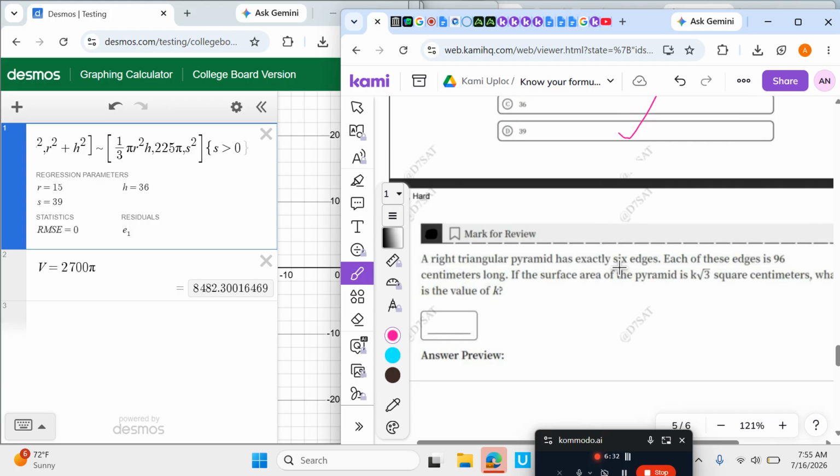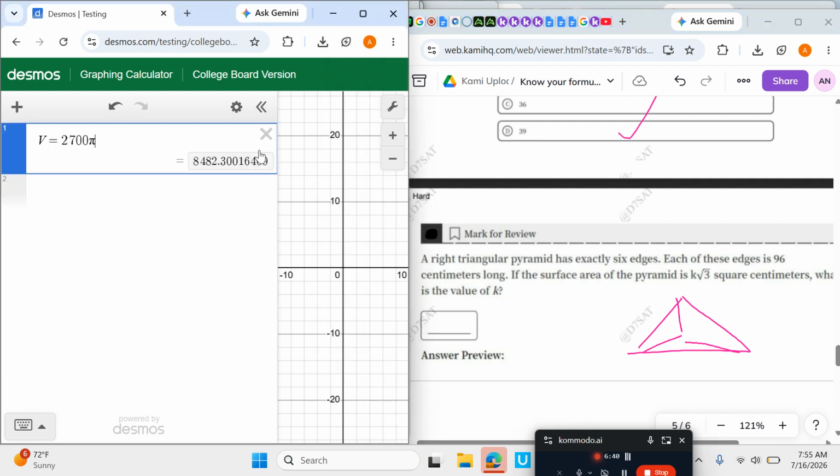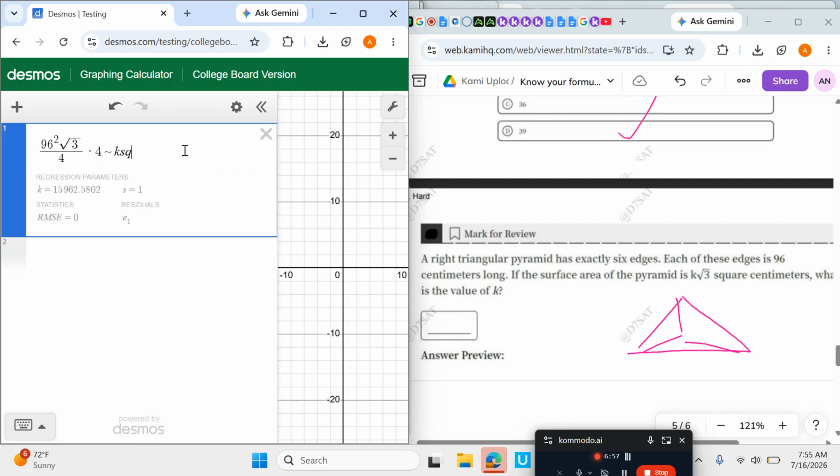Okay, a triangular pyramid has exactly 6 edges, so you have to realize all of them are going to be equilateral. Okay, so that's the key, guys. And we have 4 faces. So you see how easy it is if you know the formula. Look. I have that 96 squared root 3. That's one of them. Then I have 4 faces, and that is going to total equal k squared root 3. Okay, great. So what is k? 92.16. I'm done.